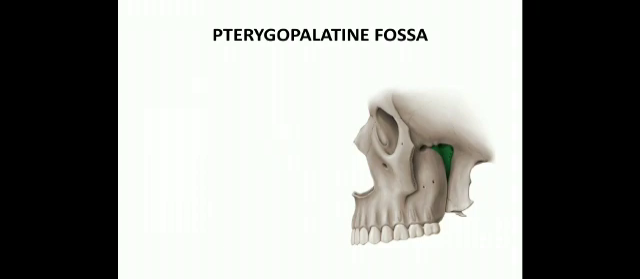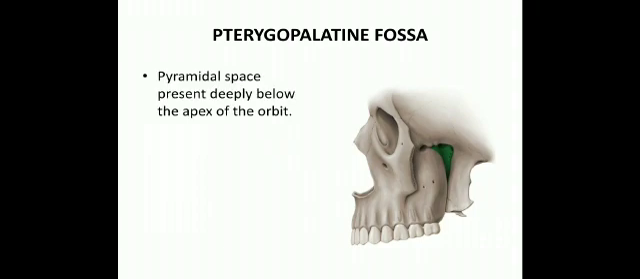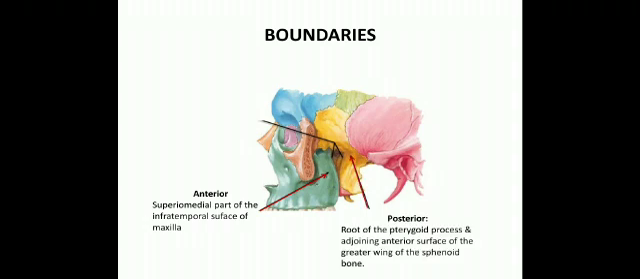Now we will discuss the pterygopalatine fossa. It is a pyramidal space present deeply below the apex of the orbit. The boundaries: anteriorly, it is bounded by the superomedial part of the infratemporal surface of the maxilla. Posteriorly, the root of the pterygoid process and the adjoining anterior surface of the greater wing of the sphenoid bone.